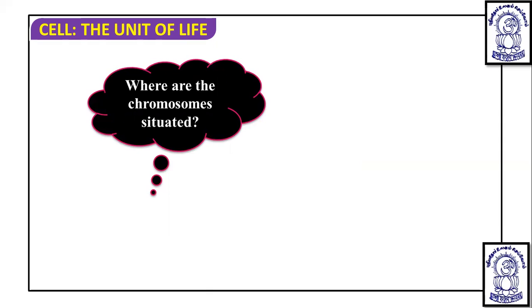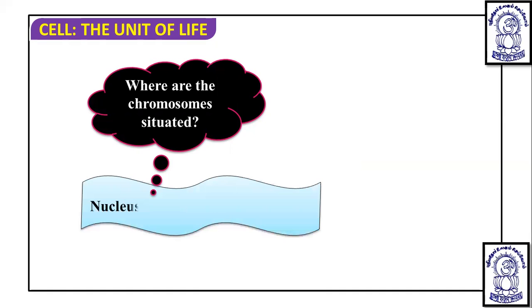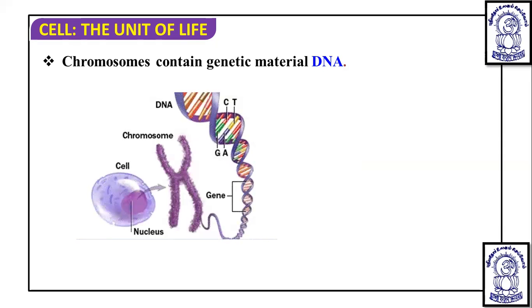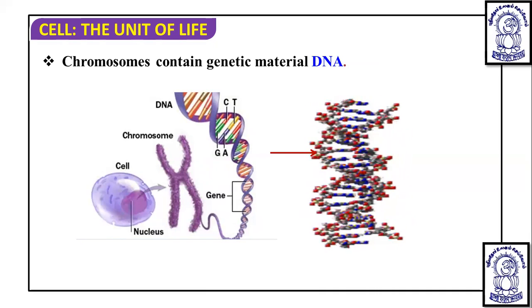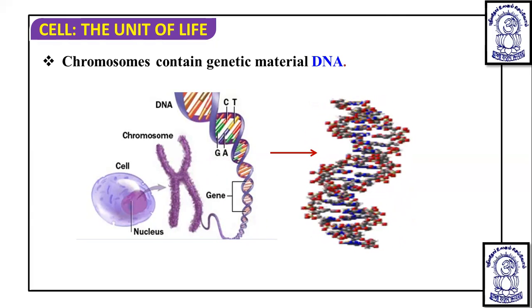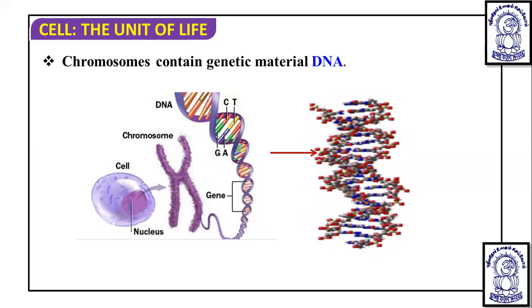Where are the chromosomes situated? Within this nucleus, the chromatin material or DNA is condensed and present in the form of chromosomes. A chromosome contains the genetic material called DNA, which is somewhat like this, a double helical structure, condensed to form a chromosome, and chromosomes are present within the nucleus.